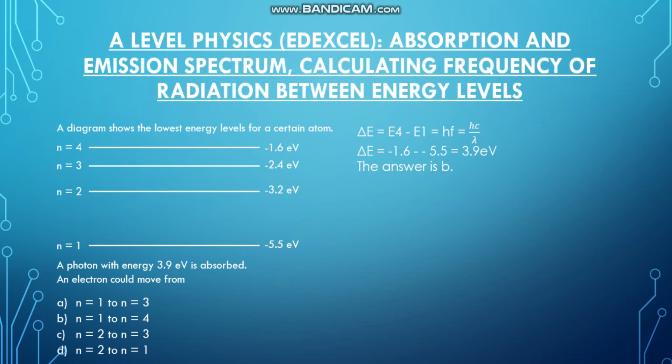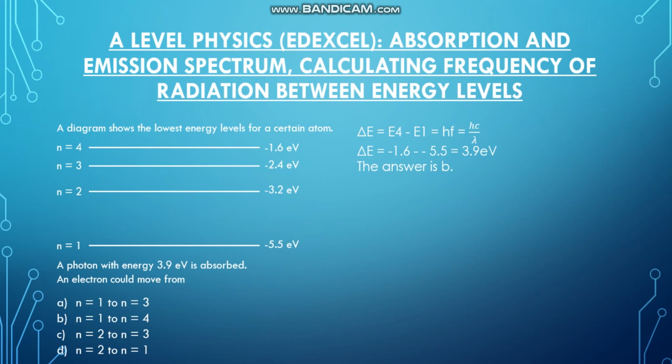So for this, in this case, it would be the fourth energy level and the ground state. So we work out the energy difference by using the fourth energy level, which is negative 1.6 electron volts, and we subtract from that minus 5.5 electron volts, and as we all know, two negatives make a positive, and that gives an energy difference of 3.9 electron volts. So therefore we can deduce by this that it'll be option B. So the electron could move from the ground state to the fourth energy level with a photon energy of 3.9 electron volts.